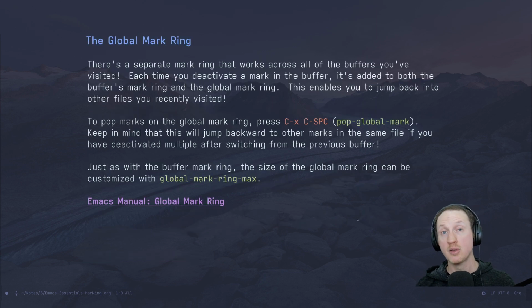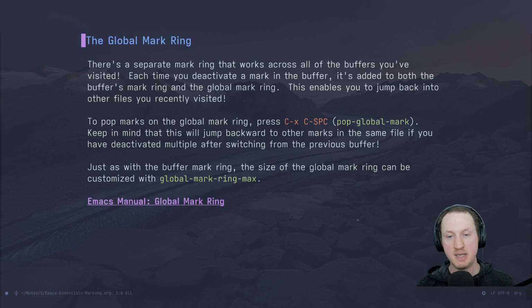There's also a global mark ring, which is a separate one from the buffer local one. Each buffer has its own mark ring, and then there's one that's global that works across all the buffers that you've visited. So each time you deactivate a mark in a particular buffer, it's added to both the current buffer's mark ring and the global mark ring. And that also enables you to jump back to files that you've previously visited.